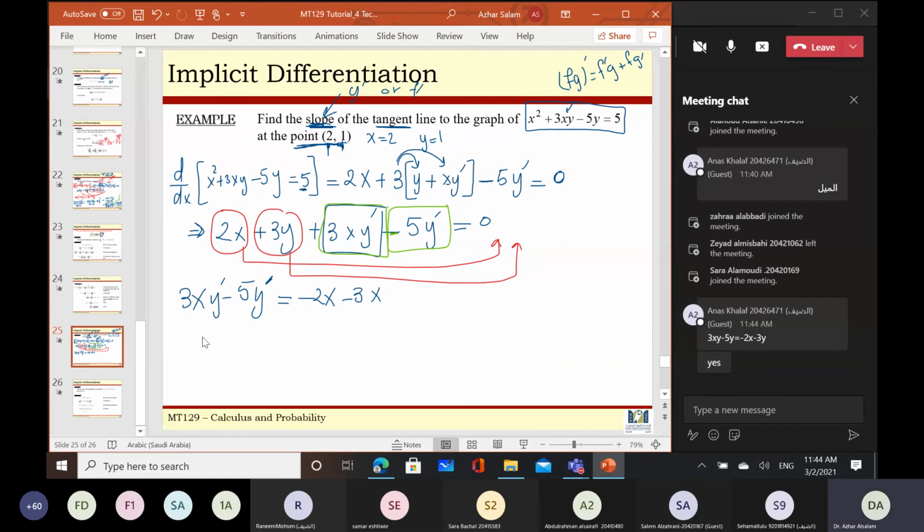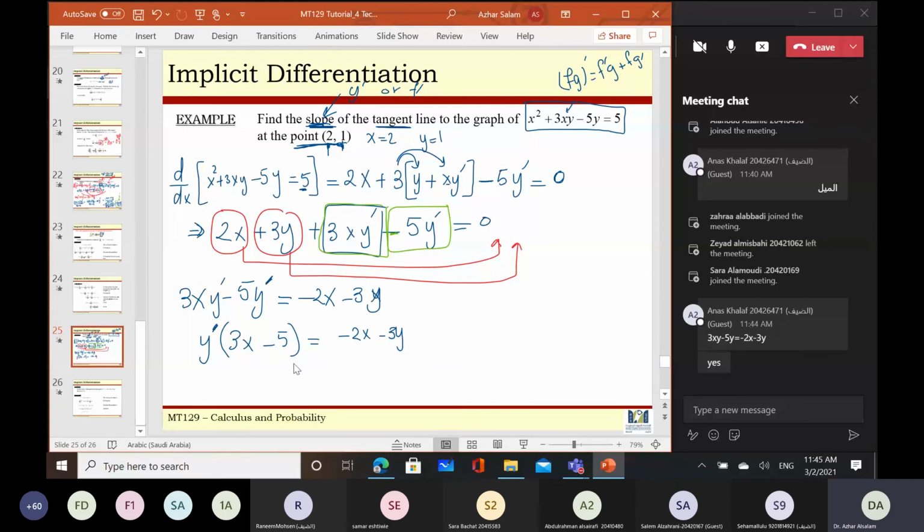Now it remains to find y dash as a common factor. It remains here 3x minus 5. I took here only y dash as a common factor. What remains is 3x, minus 5, and y dash is a common factor, equals to minus 2x minus 3y. Sorry.